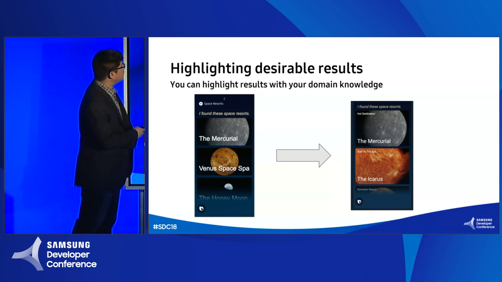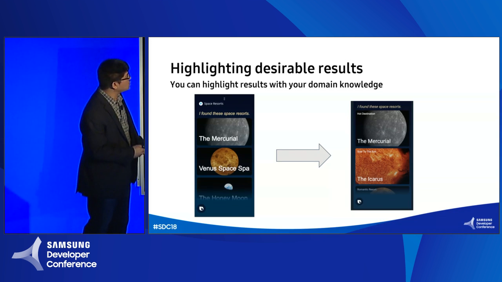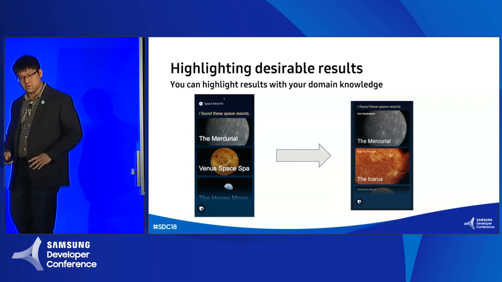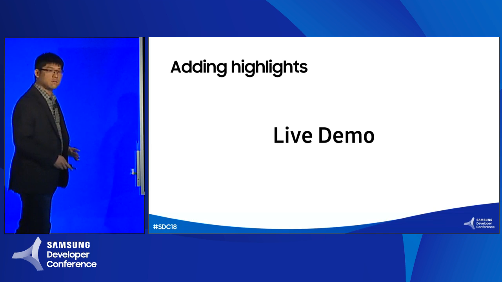Here's before we add a highlight. And here on the right, after we define highlights in our view files, you can see we have a larger view of the Mercurial, a little text describing why it's an interesting result, it's a hot destination. We made this really easy to add to your capsules. Let's take a look at how we might do that.